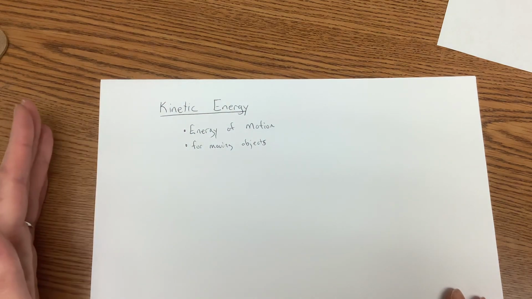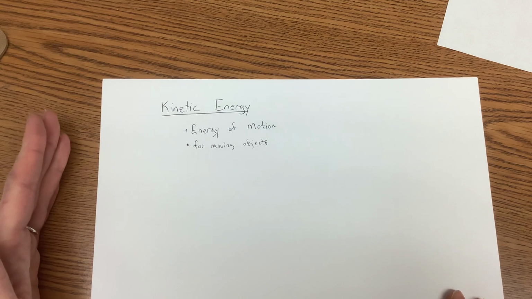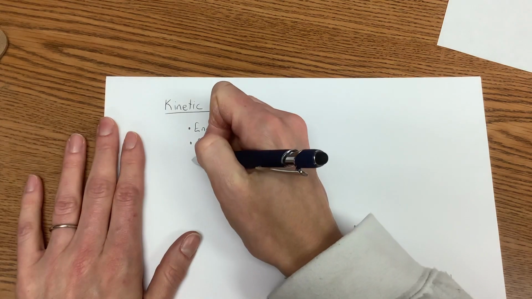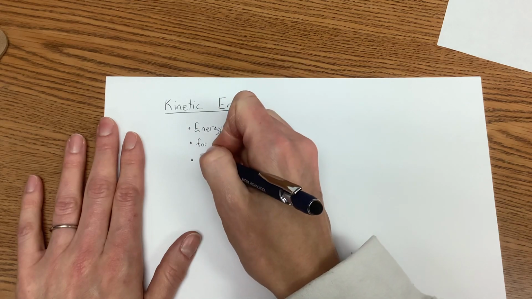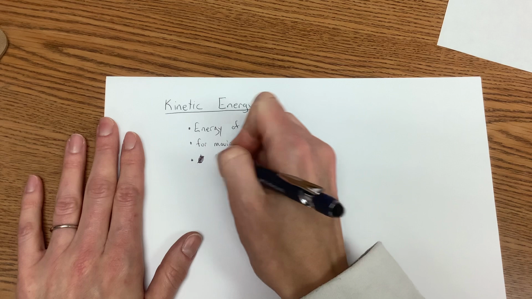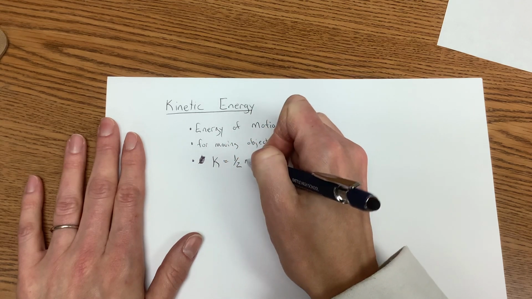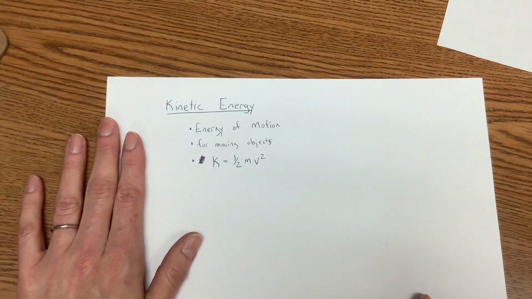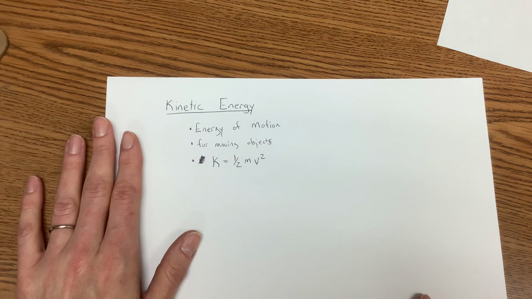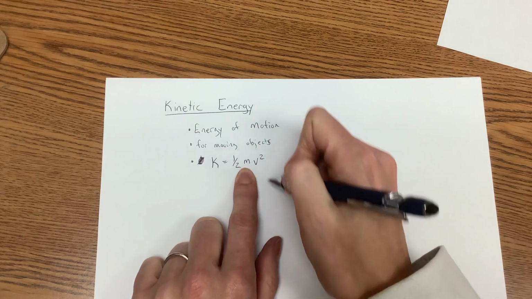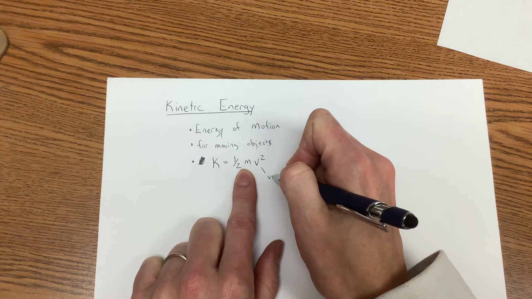The faster you're moving, the more kinetic energy you have. The slower you're moving, the less kinetic energy you have. And the formula we saw at some point is K equals 1/2 mv squared. We'll talk about the units here in just a little bit. Here v is for velocity.